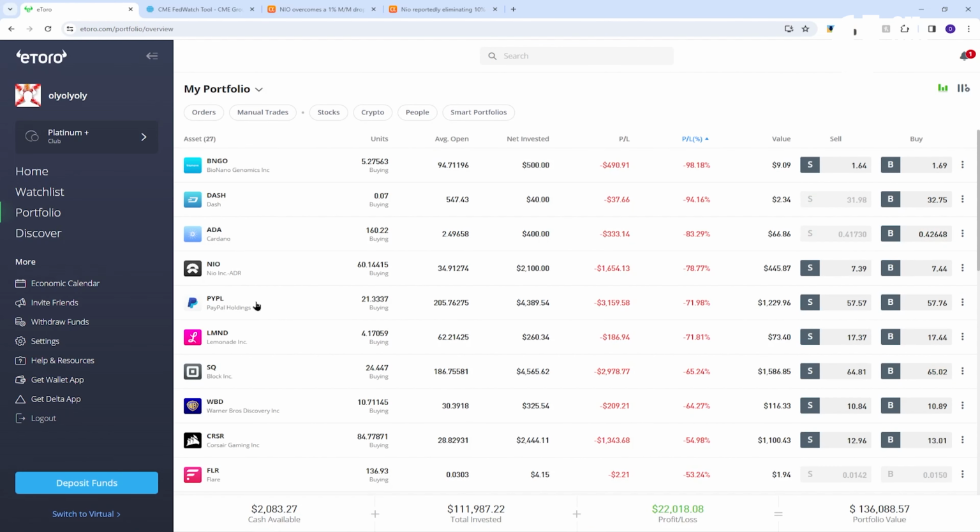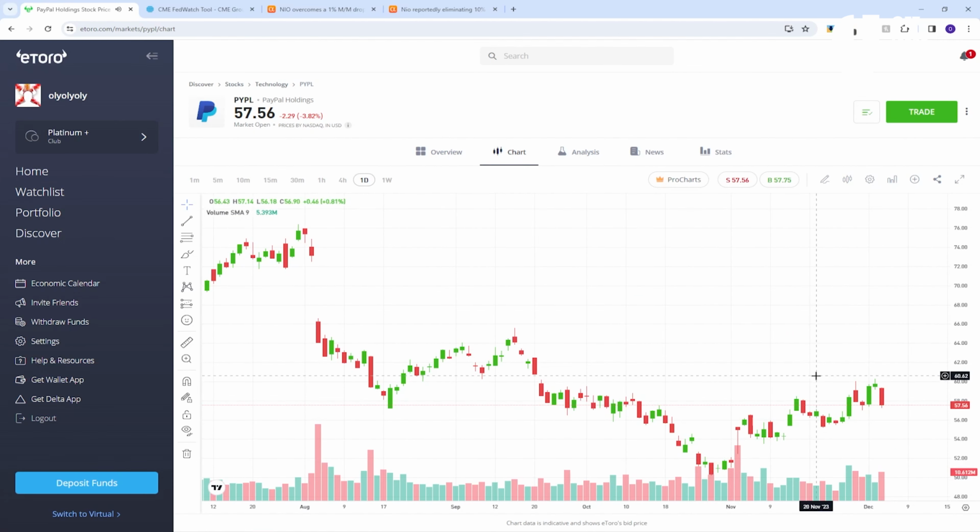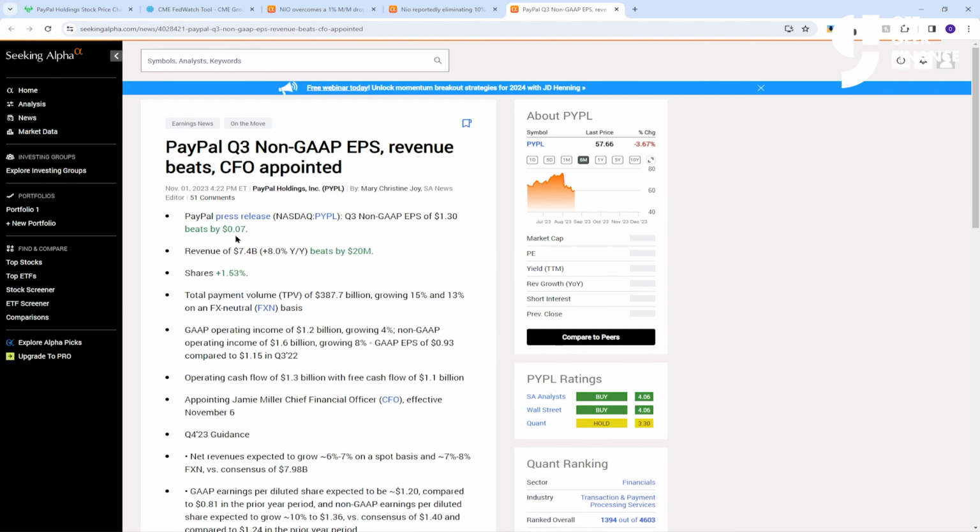Next on my portfolio update is PayPal, and PayPal was up in November. This was after their earnings came out, where earnings per share came in at $1.30, beating by 7 cents.